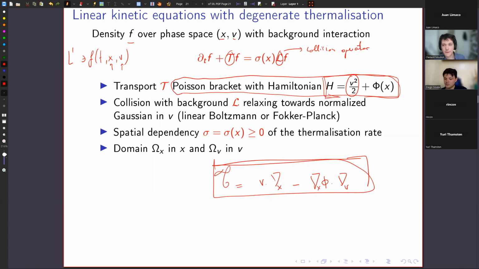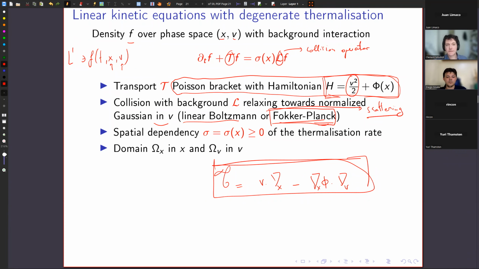So it acts only in the velocity variable. And typically we'll consider linear Boltzmann, which is also called scattering, or the generator of a jump process. It has many names, but it's like an integral operator that projects upon a certain average in velocity, or the Fokker-Planck operator. I will illustrate the sketch of the argument with the Fokker-Planck operator in this talk, because it's by far the most interesting mathematically.